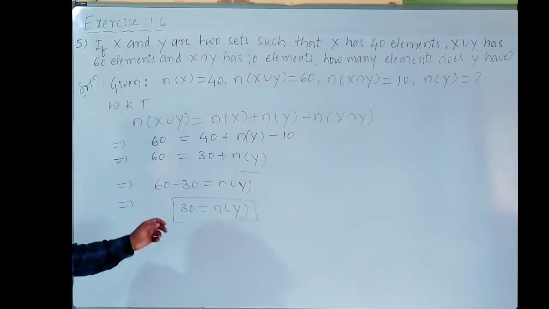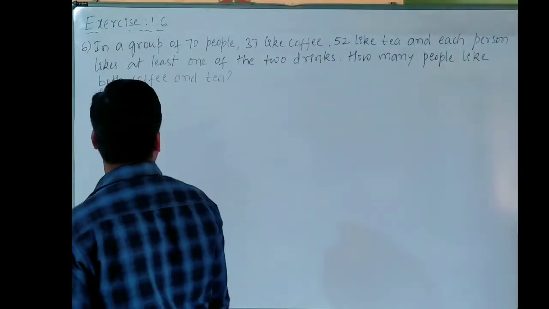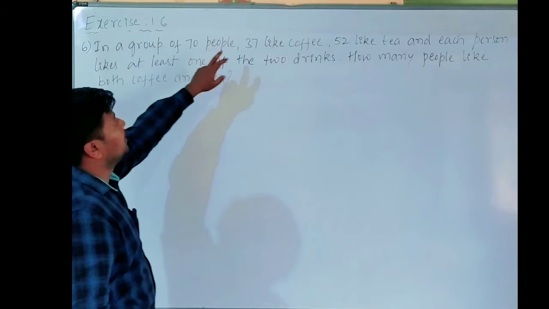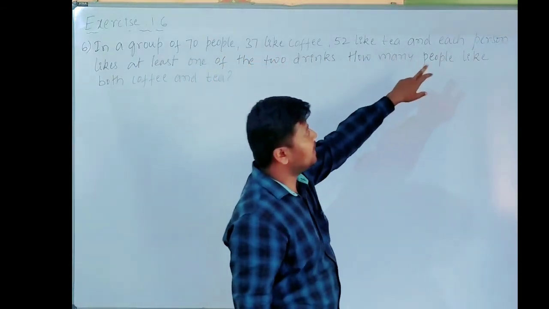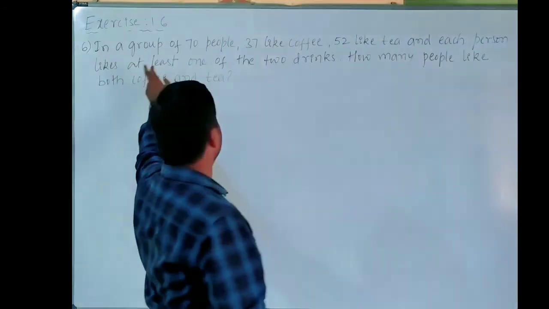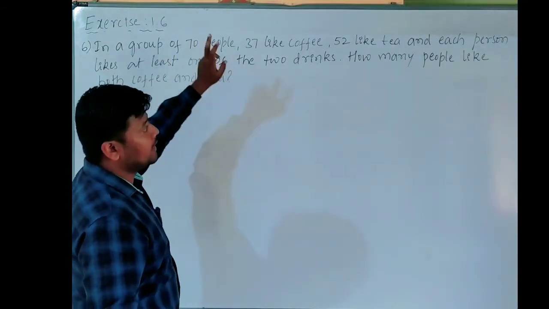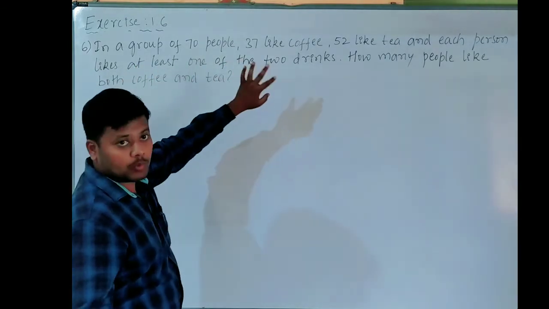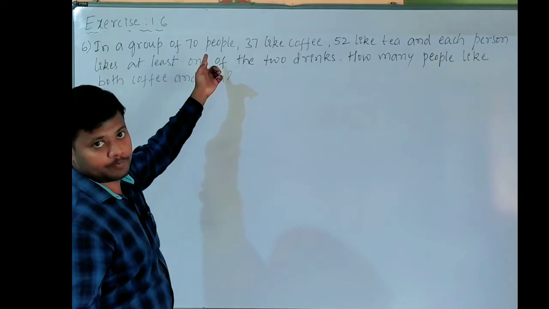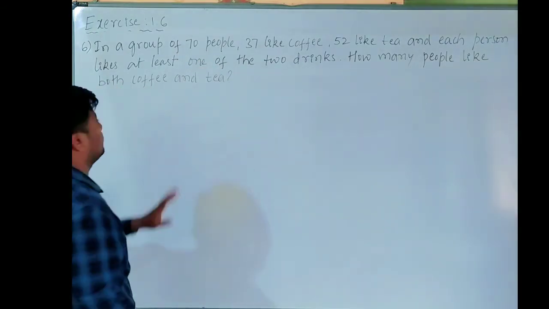Okay, note down. Next, sixth question. In a group of 70 people, 37 like coffee, 52 like tea, and each person likes at least one of the two drinks. Here, out of 70 people, each person likes at least one of the two drinks. How many people like both coffee and tea?